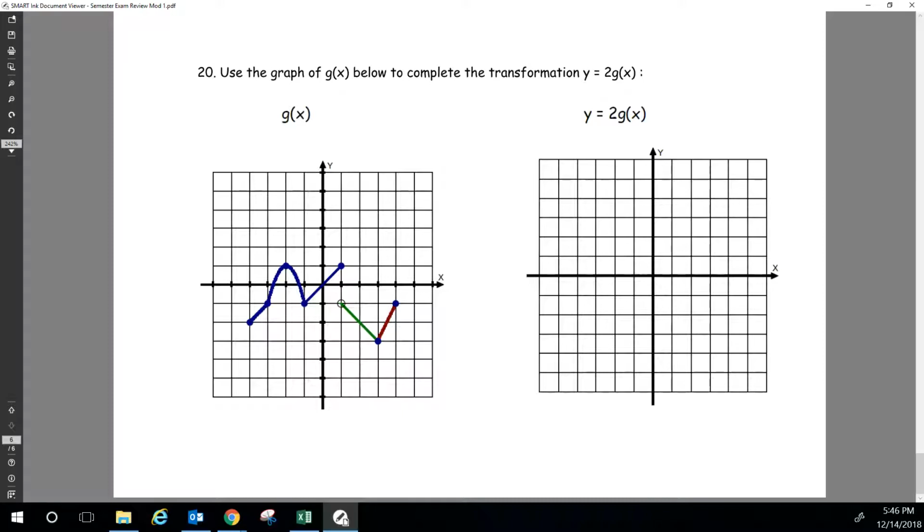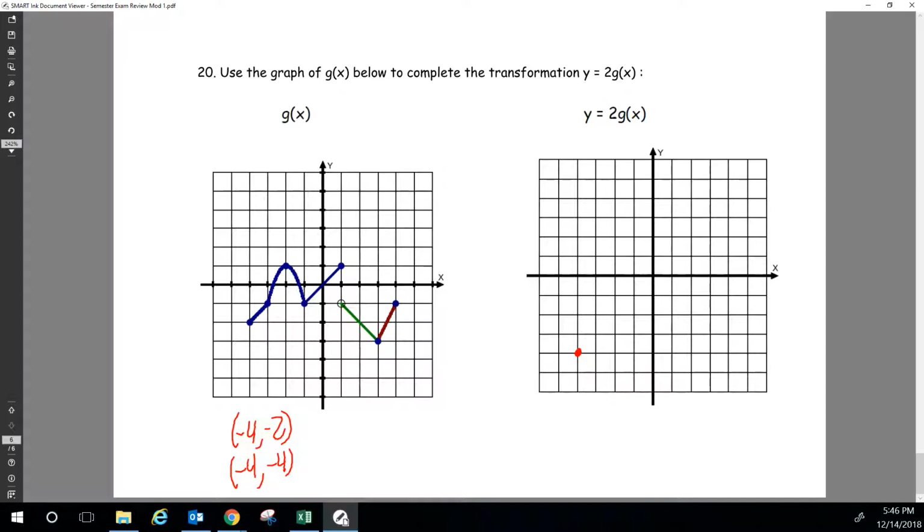Okay, now we're outside of the parentheses, so it's going to be a vertical transformation, so it's going to do exactly what it says. It says, leave the x's alone, nothing's happening here, just multiply all your y's by 2. So this point here is at (-4, -2). If I multiply the y value by 2, this would be -4. So my initial point is (-4, -4), which is here.